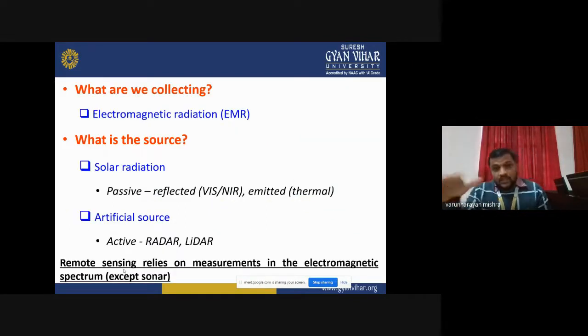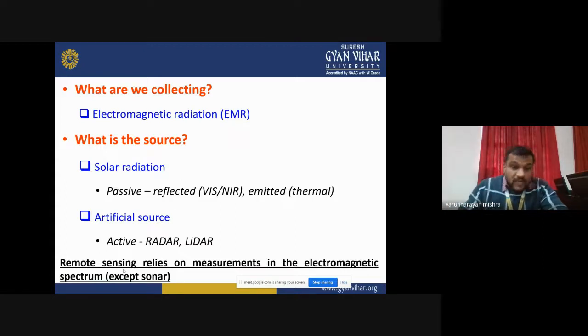Generally in remote sensing, we collect electromagnetic radiation. The solar radiation, or the energy coming from the sun, is a kind of electromagnetic radiation. So we generally collect the reflected energy, which is electromagnetic radiation, and there may be two different sources for producing the electromagnetic radiation. One may be the solar radiation, which is a natural energy source.